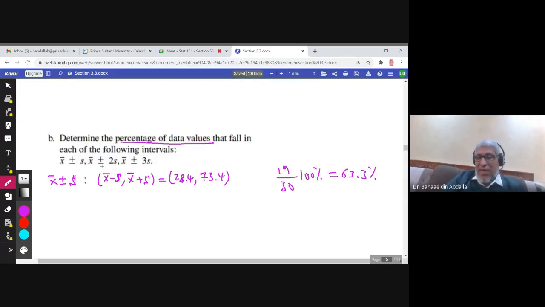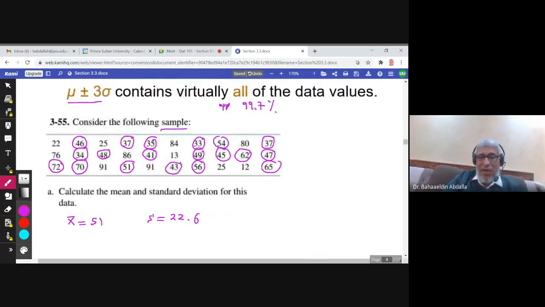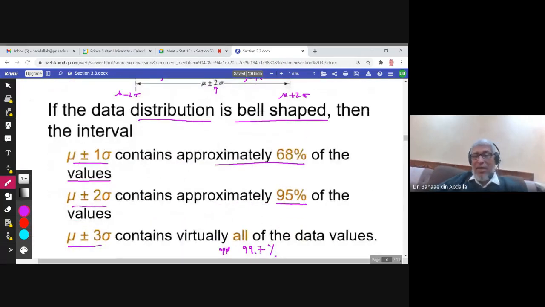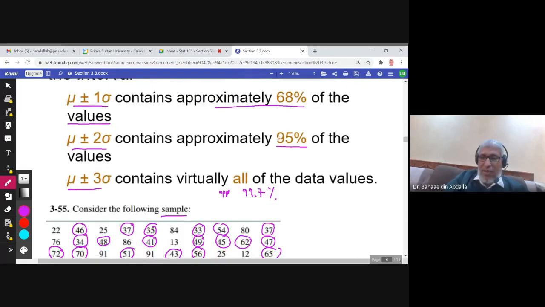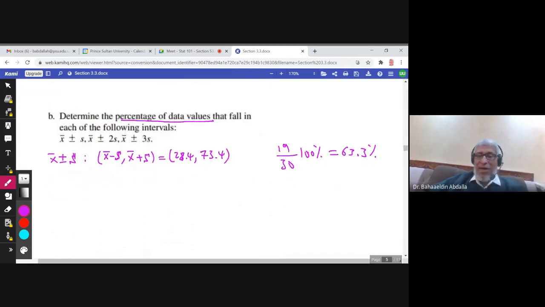Is this okay with the empirical rule? The empirical rule says if the data is bell-shaped, you will have approximately 68%. Approximately 68%, by the way, means 68 point something, 0.3, 0.4, 0.5, like this. But 63 is somehow away from 68. So this data might not be mound-shaped because we have 63.3, not 68.